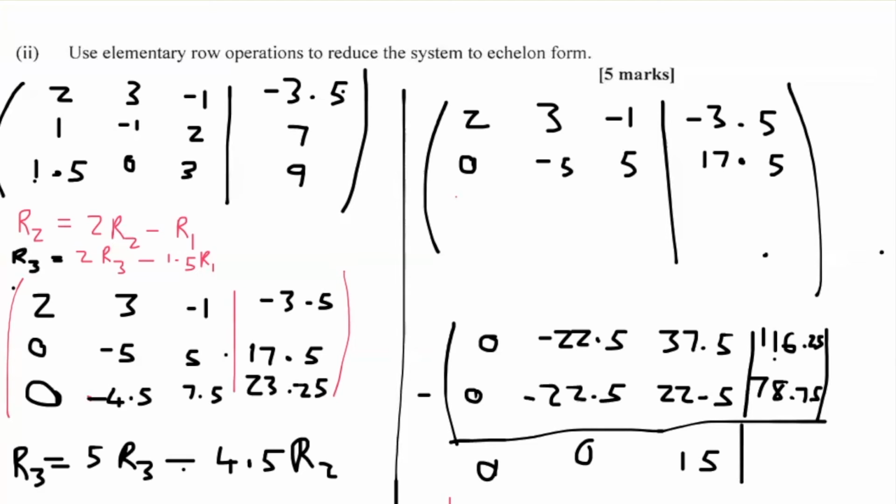Then I subtract 116.25 minus 78.75, and that will give me 37.5. So my row 3 is 0, 0, 15, and 37.5. And this is in the echelon form where below each leading value I have 0. So this is in echelon form.